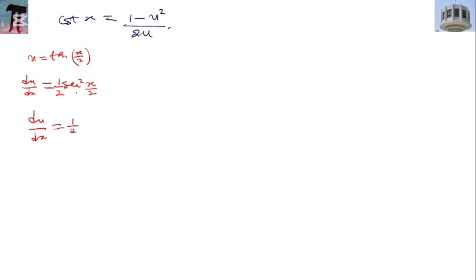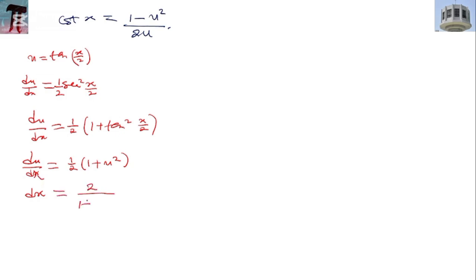We can write sec squared(x/2) as 1 plus tan squared(x/2) by the trigonometric identity. Okay, so it means that du/dx is going to be 1/2 into (1 plus, recall that tan squared(x/2) is u squared). So if we make dx the subject of the formula, that will give us dx equals 2 over (1 plus u squared) du. So this is our dx.